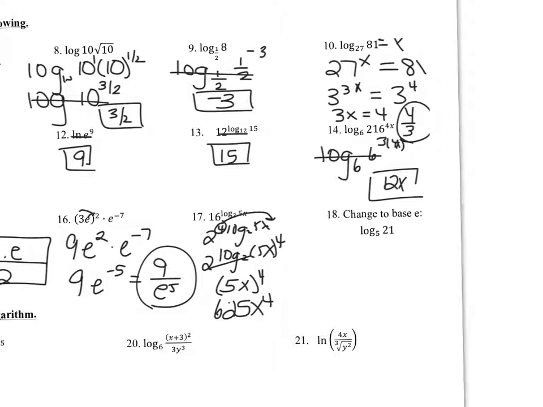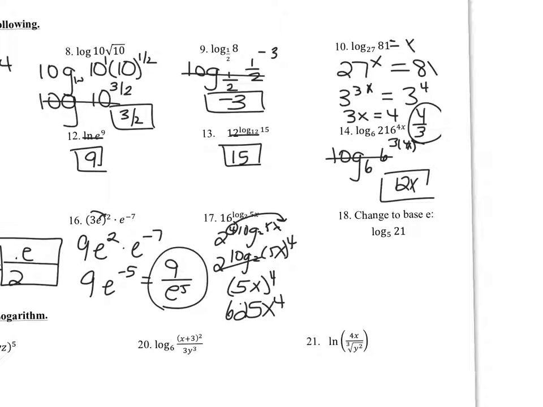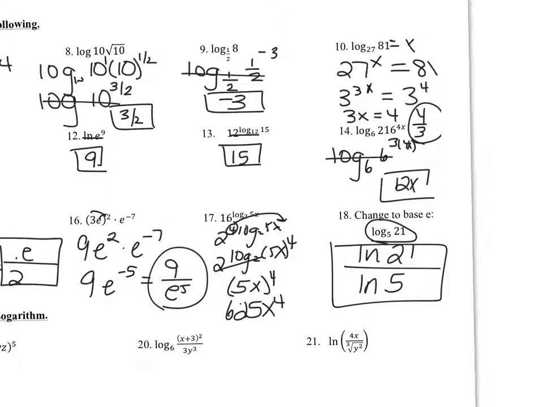Look at number 18. It says change to base e, which just means I want to use the change of base formula with ln. So remember, it's just ln of the big number over ln of your base. And I know this is a non-calculator question, but if you typed log base 5 of 21 in your calculator, and then you typed in ln 21 divided by ln of 5, you will get the exact same answer.